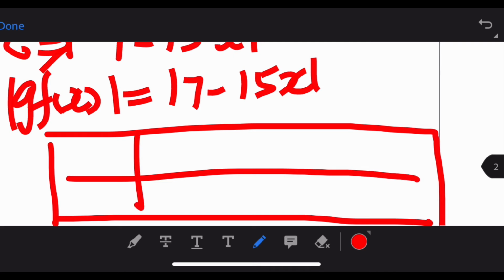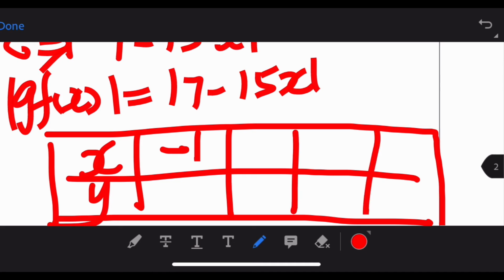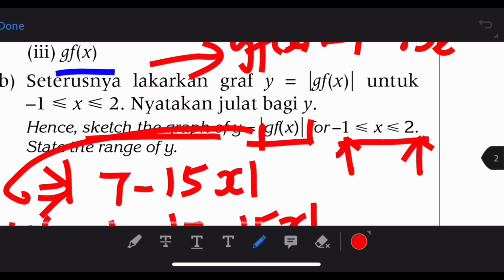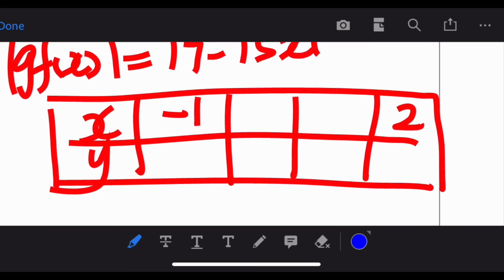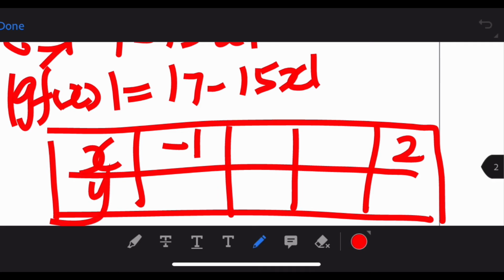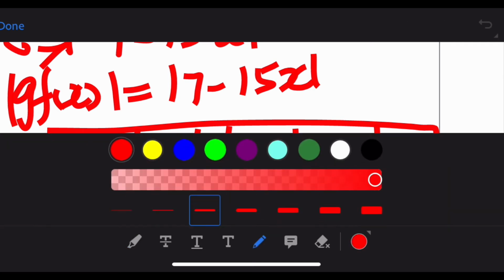You need to have 4 values. Two of the values follow the domain. According to the domain, -1 and 2, these two values are a must. Okay, so you plug into the calculator. You substitute carefully into the function.